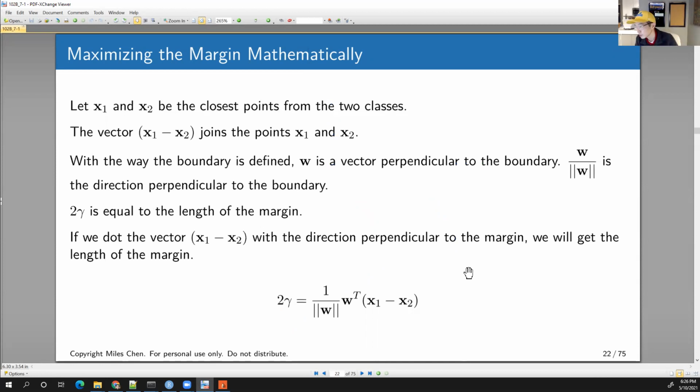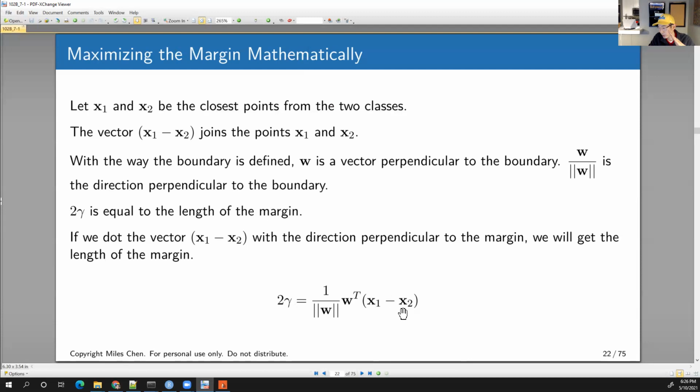Okay, so this is what we're doing. We've got x1 and x2. They're the points closest to the boundary, and with the way our boundary is defined, we're going to say that a unit vector perpendicular to the boundary is w over the norm of w. Okay, so w is a vector perpendicular to that boundary.